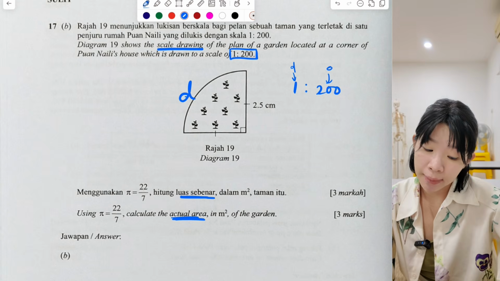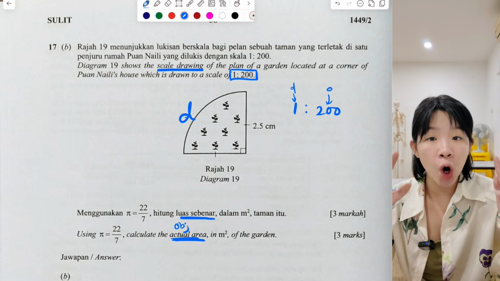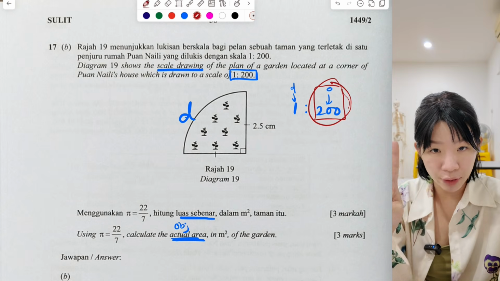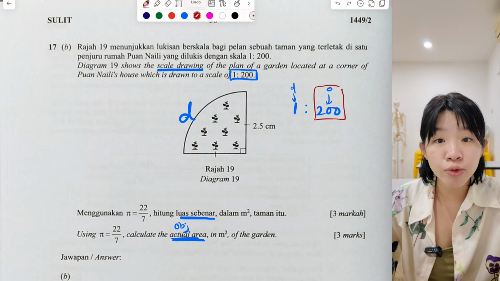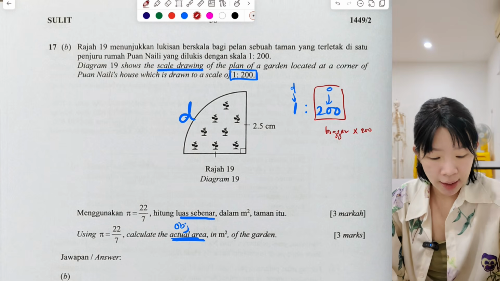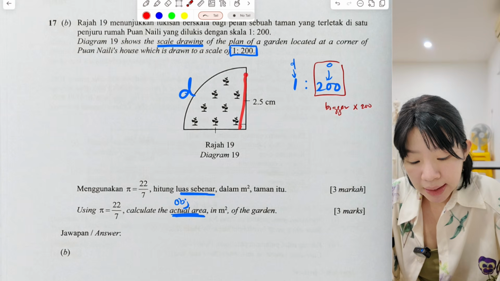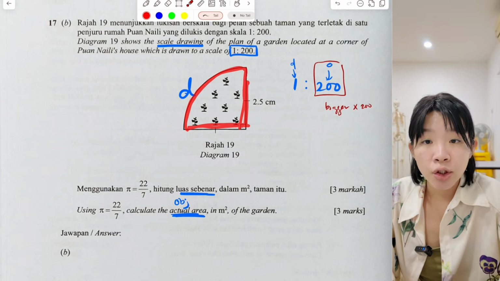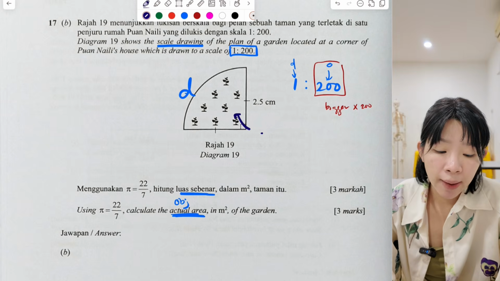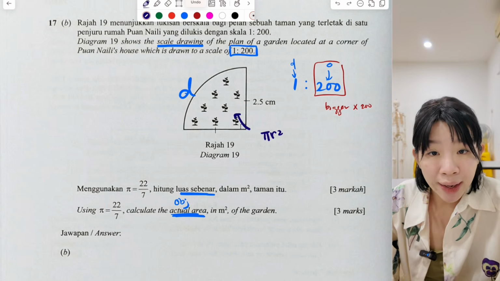When you see actual, sebenar, it means they want us to find the object. Now if we want to find the object, does it become bigger or smaller? Look at the scale. If I want to find the object, I look at this 200 compared with this 1. So the object becomes 200 times bigger, so we need to times 200. Now, what formula should we use to find area? This is actually a quadrant, sukuan bulatan, so it is a part of a circle. The formula to find the area of a circle is pi r squared. But because this is 90 degrees, it is only 1 over 4 of a circle.